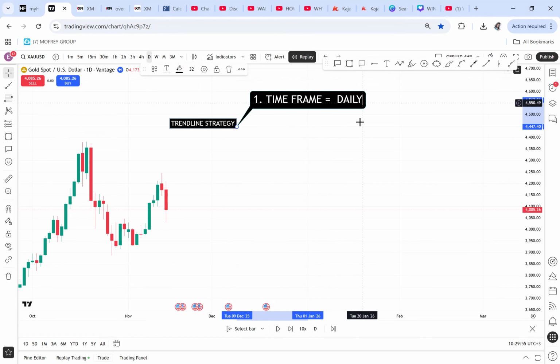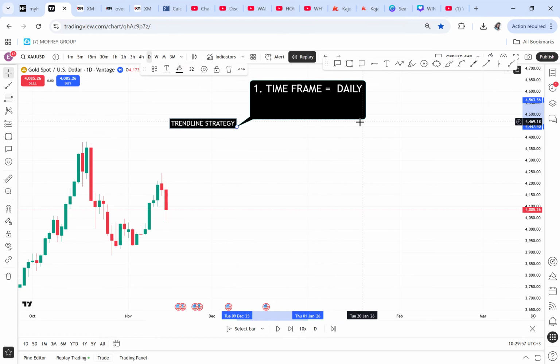Number 2, when you're using trendline strategy, you are looking for 2 things: break of trendline or rejecting of trendline.